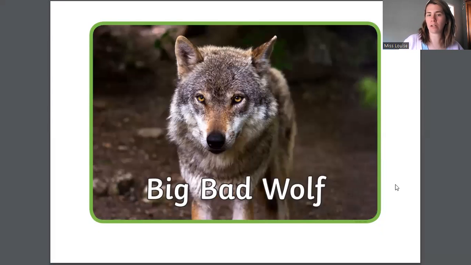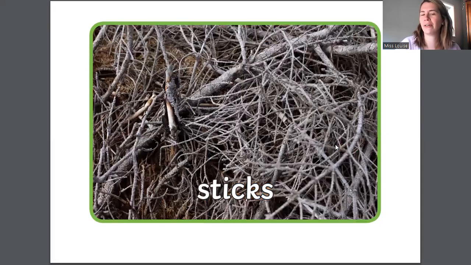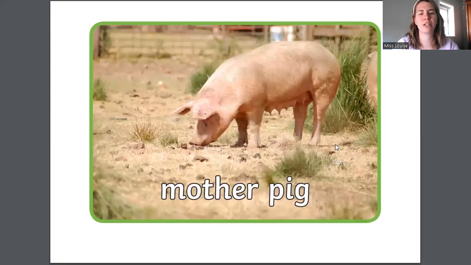We've got a big bad wolf. Okay, there's a big bad wolf in our story. That's interesting. What else can we see? What's that? Bricks. Oh, bricks. What do we use bricks for? We use them to build houses. Okay, good, well done. And we'll just carry on like that with all of the pictures.